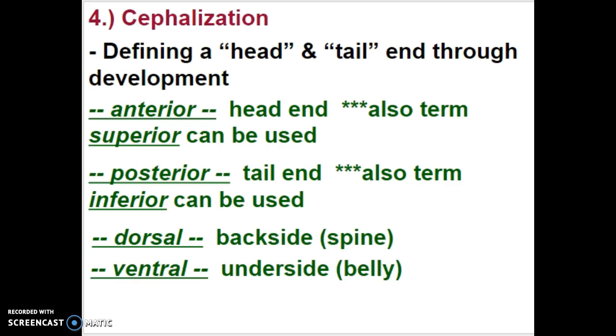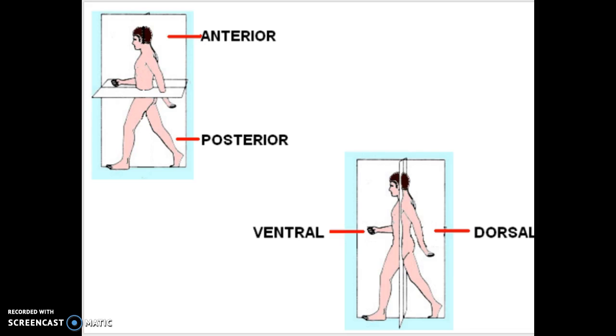Now, to define the front and the back, we could take a cut right through the long ways, right through the middle of an animal to get its dorsal or back side, or the side that's closest to the spine, and the ventral or the underside of the animal, or what's closest to the belly. So here we have an anterior, posterior, and ventral, dorsal view.